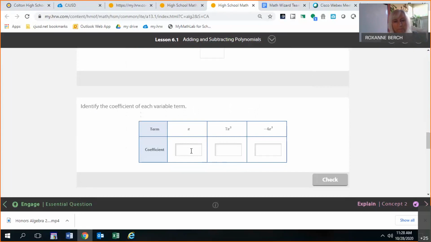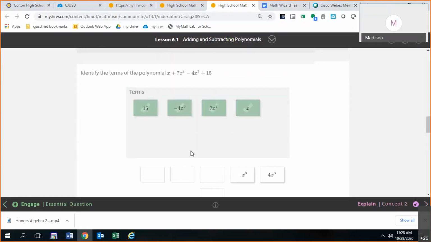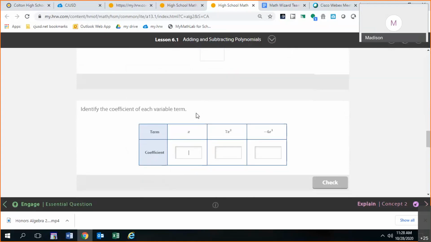Ms. Birch, I had a question about when we identified the terms. Why aren't negative x cubed and 4x cubed terms? Okay. Do you see a negative x cubed up here? Do you see a negative 4x cubed? No. Okay. Thank you. No problem.